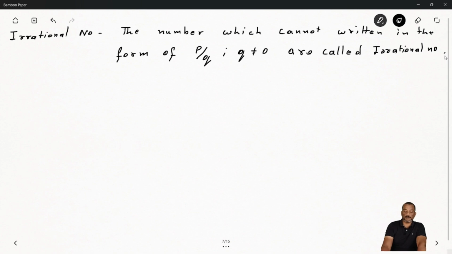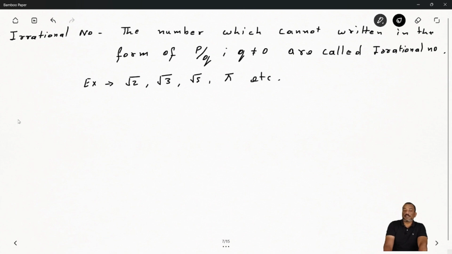Okay, hope it's clear. Now, for example, we have a lot of numbers that come under irrational. So first we can say all the roots, like root 2, root 3, root 5. And in the same way you can say pi, etc. are irrational numbers. Okay, so that irrational number we can call.